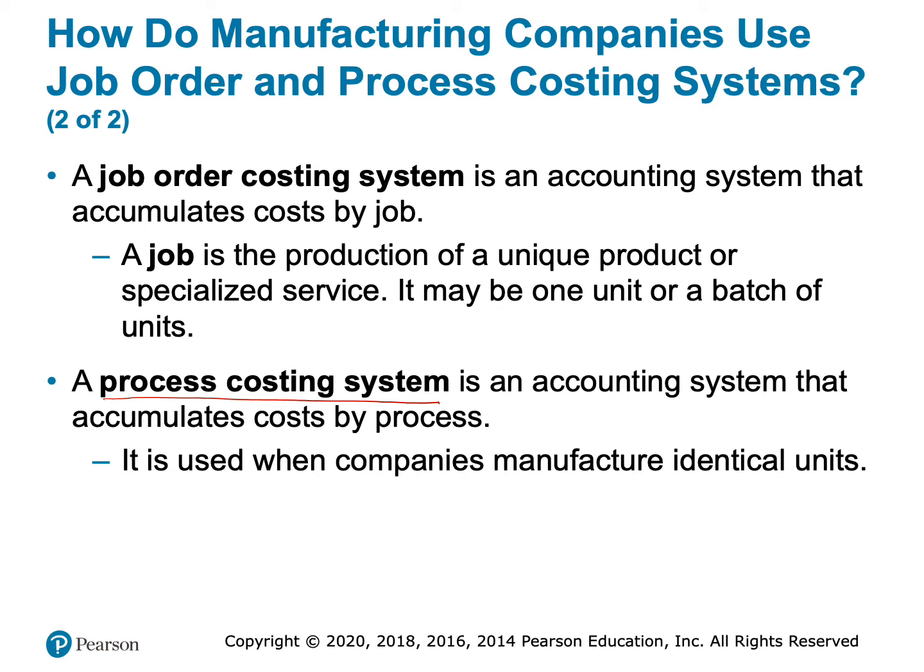They use a job order cost system. If you are Kellogg's and you make cereal, every box of cereal that you make for this Fruit Loops or whatever is every box of Fruit Loops is exactly the same. You're using a process costing system.